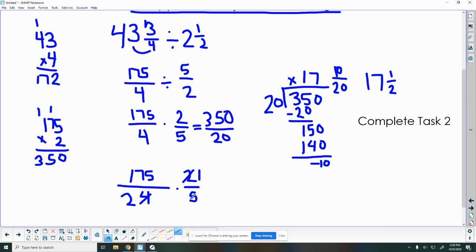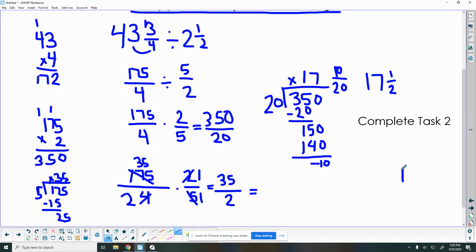I notice these both end in 5. So I'm going to do 5 divided by 5 is 1. And then I need to see how many times 5 goes into 175. Whoops, not 1. That's an easy problem. 5 goes into 17 3 times, which is 15. 2 left over, 25. 5 goes into 25 5 times. So this turns into 35. 35 times 1 is 35. 2 times 1 is 2.